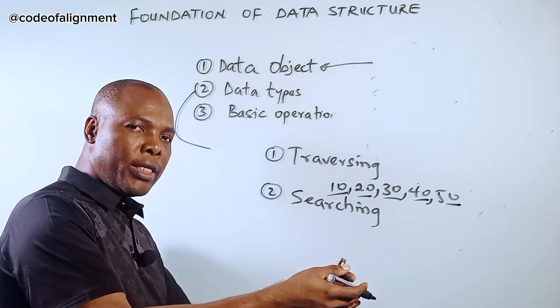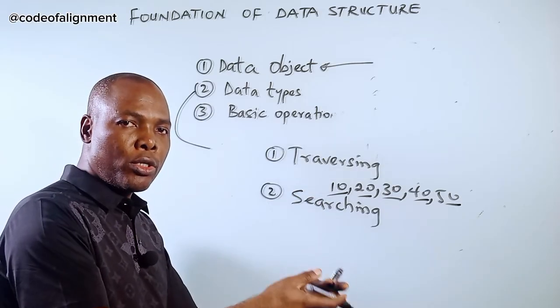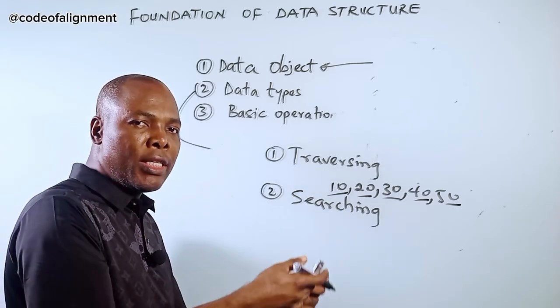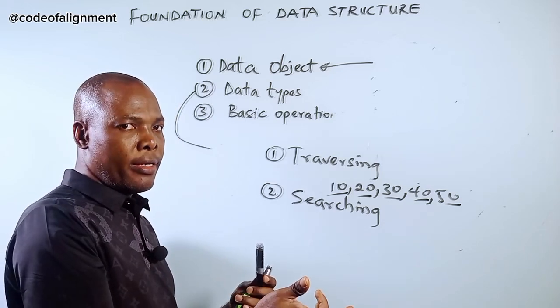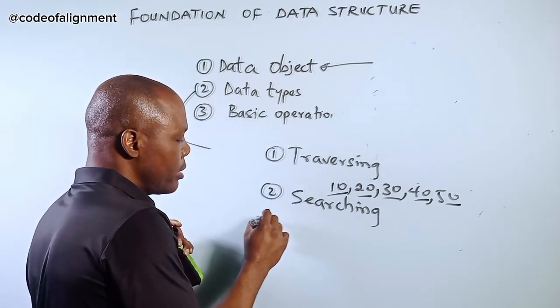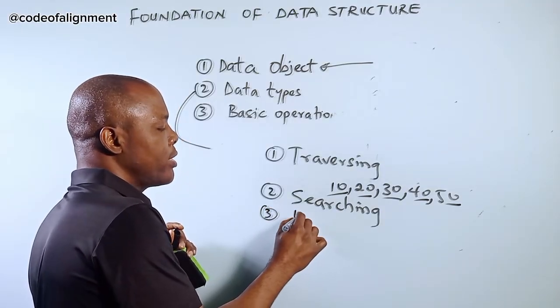So first, you store the data, then you perform operations on this data. The nature of the data is what will determine the type of operation that you're going to perform on the data. Do you understand? So the third one is what? Insertion.